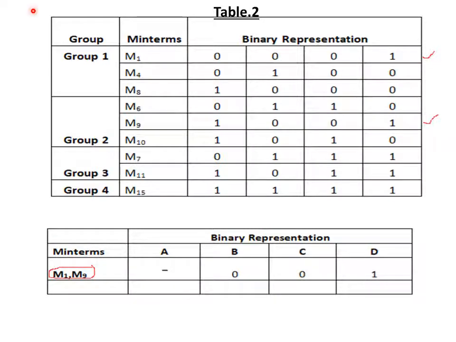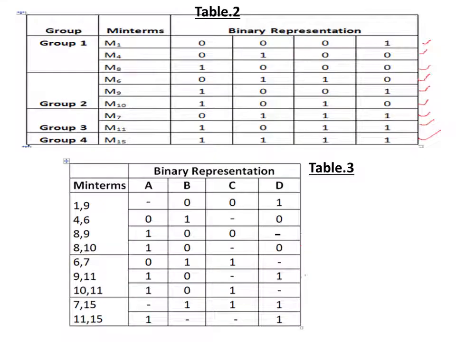Sometimes some combinations are unchecked here. Those combinations, the prime implicants, we have to write directly in the final expression. So this is the final checked representation. Here all the combinations are combined with other combinations, so we put check marks.